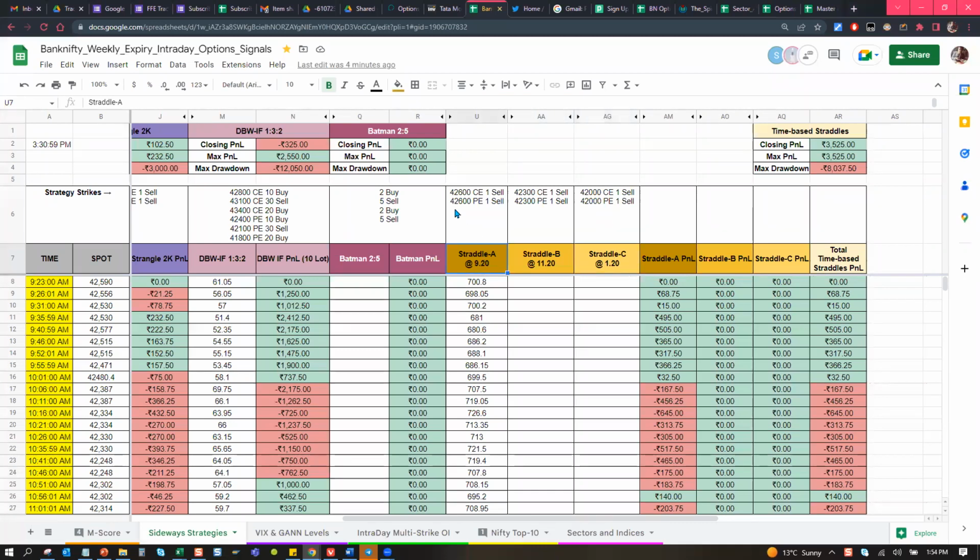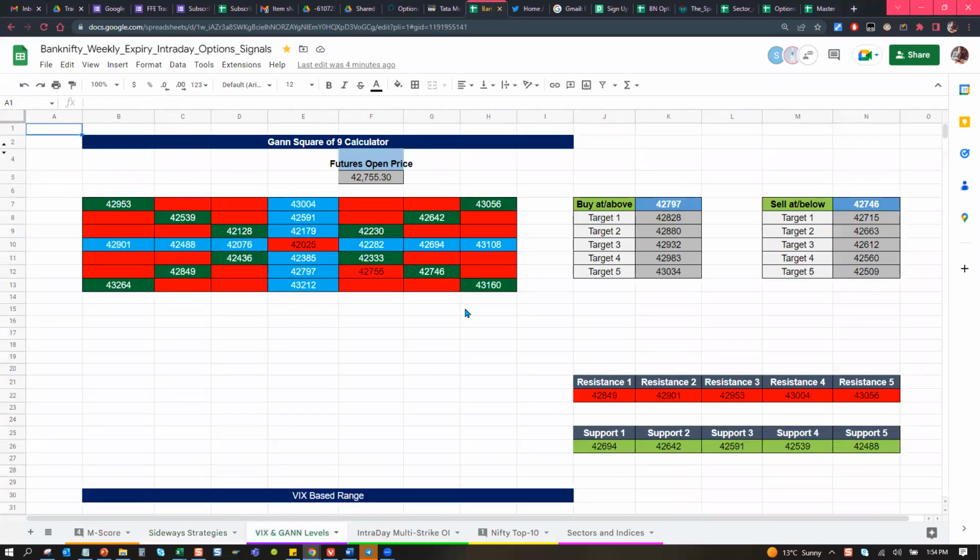जैसे फ्राइडे को एक 42,600 पे डाला, फिर एक हमने डाला स्ट्रैडल 42,300 पे क्योंकि वो एट द मनी था, फिर और नीचे गया मार्केट, एक और स्ट्रैडल एक नीचे और डाला, राइट. तो क्लोजिंग में 3,500 प्रॉफिट हुआ. अगर आपने ऐसा प्रोसेस फॉलो किया होता तो different days में different what-if scenarios you can check. There is the Gann and VIX level as well.